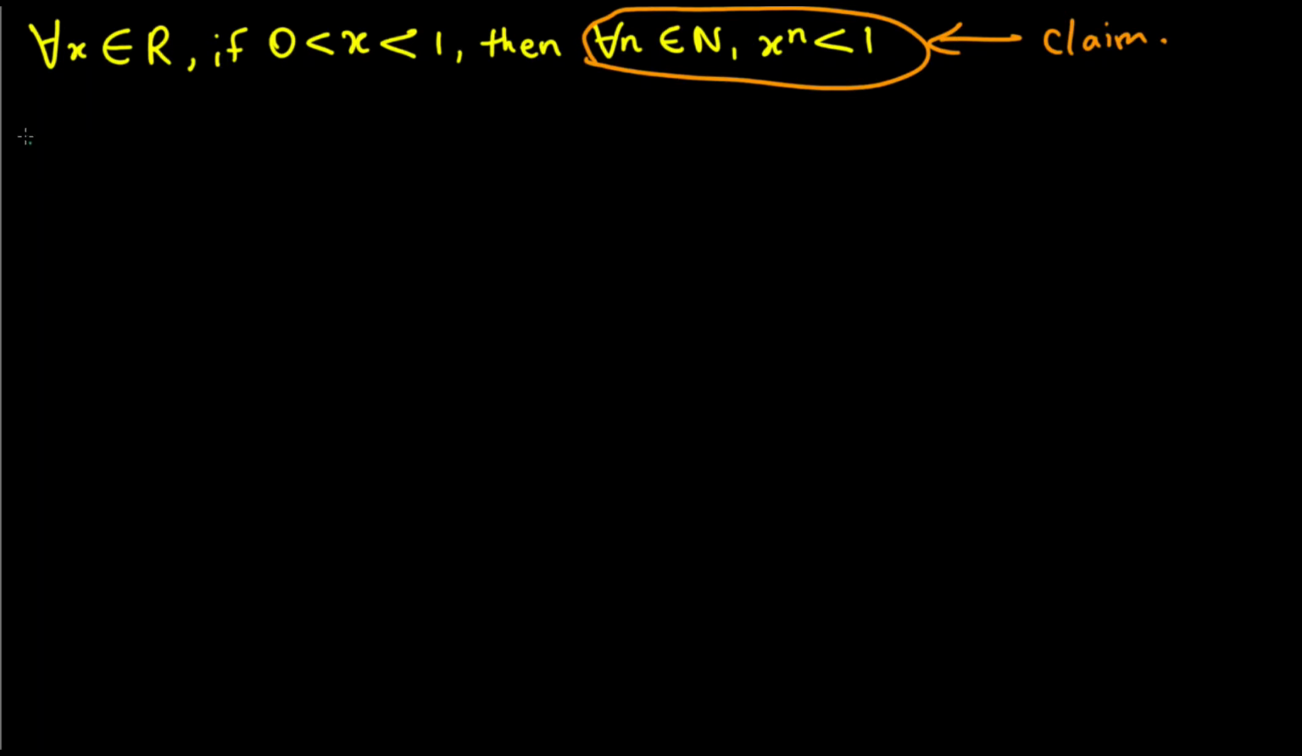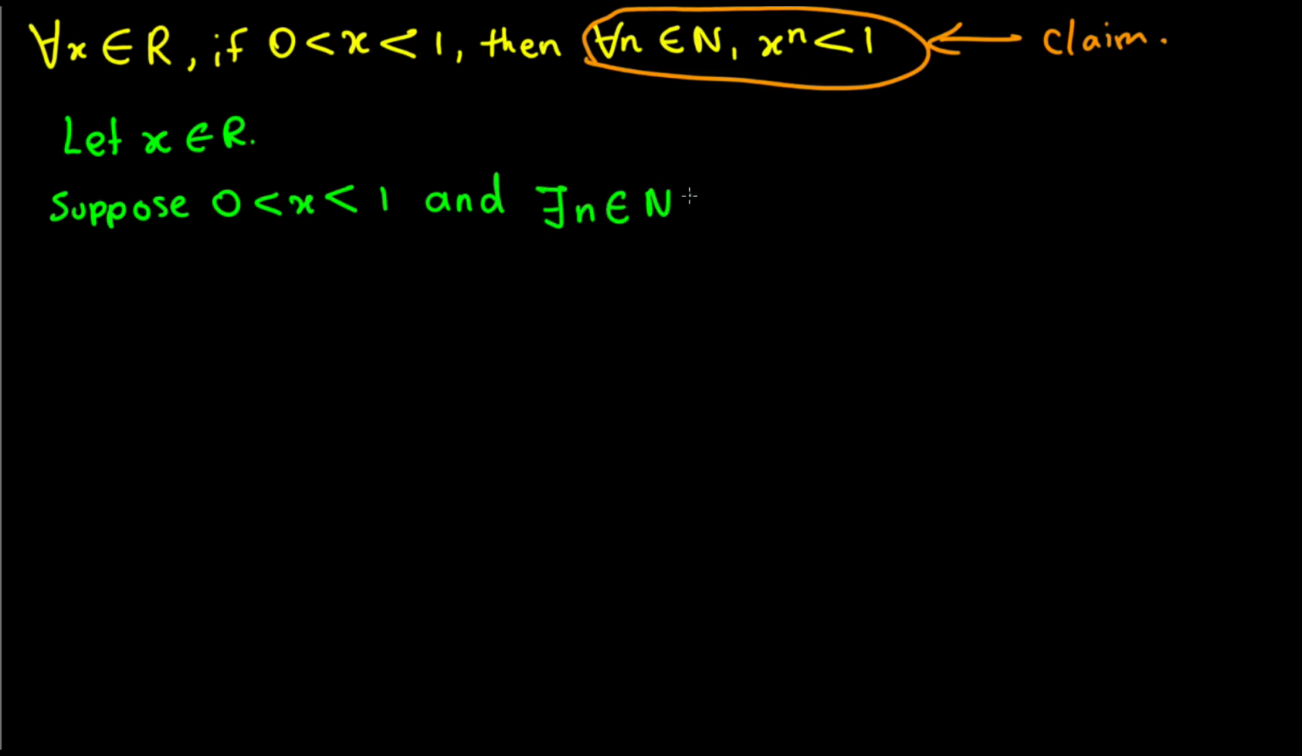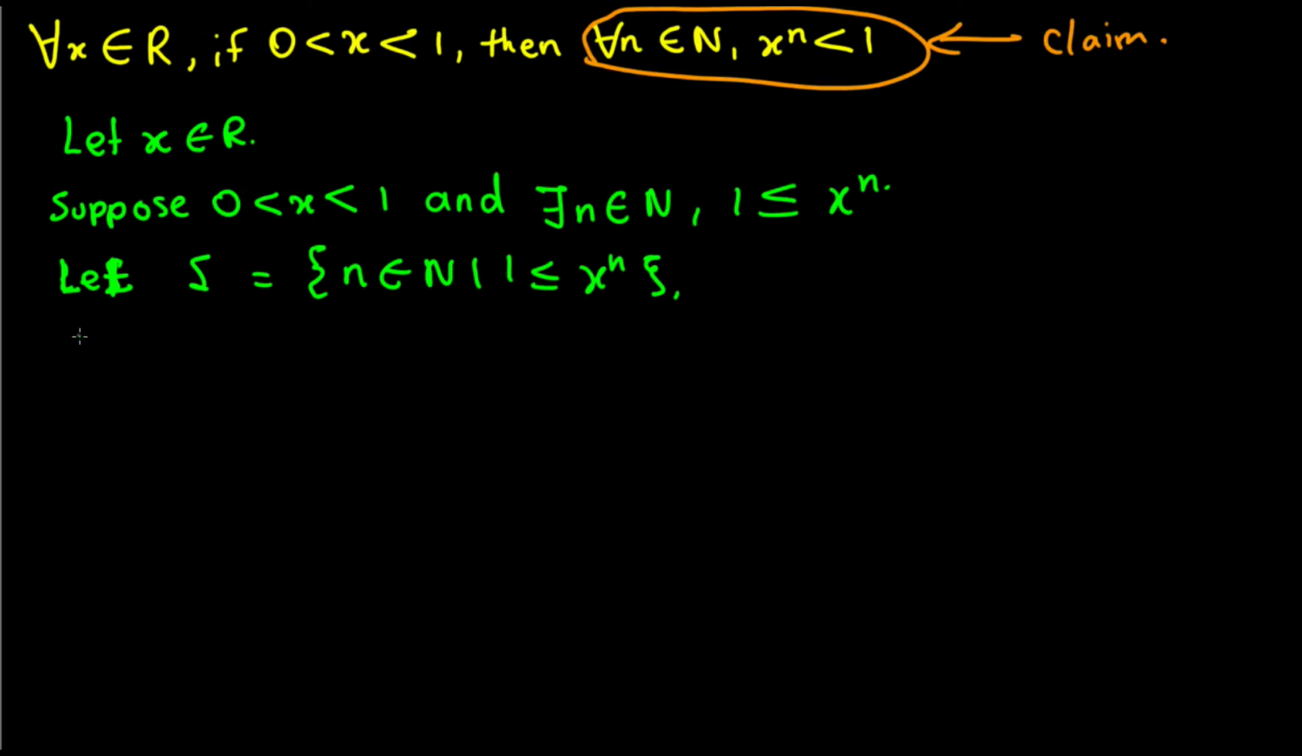First we are going to let x belong to the real numbers, because that's given here. Suppose 0 is less than x and x is less than 1, and there exists an n belongs to the natural numbers such that 1 is less than or equal to x power n. Let S be equal to the set of n belongs to the natural numbers such that 1 is less than or equal to x power n, by our assumption.